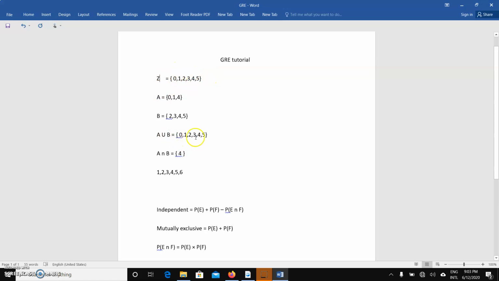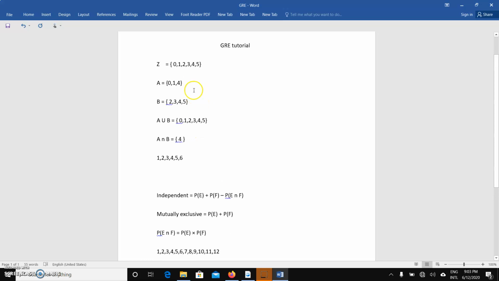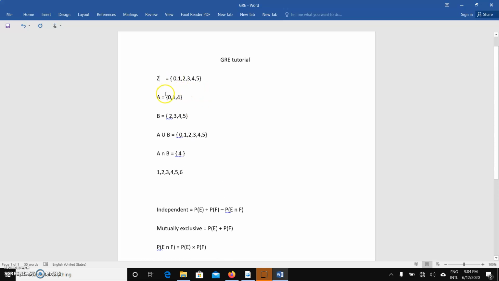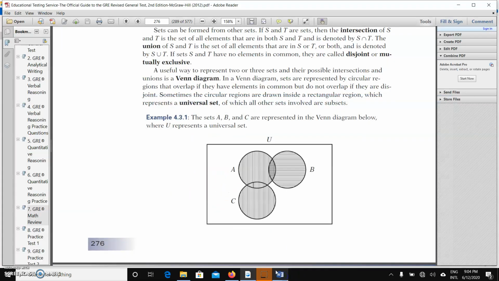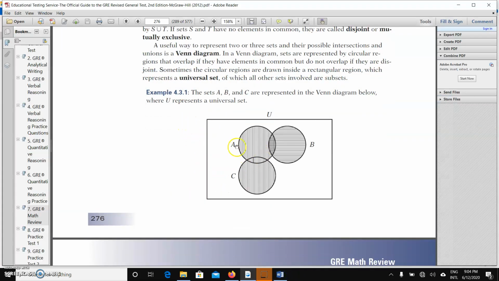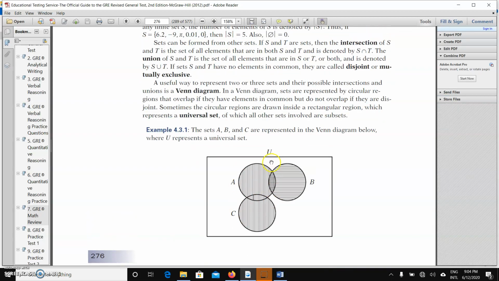So A union B gives you this. Please just understand that. The reason I did that is because I don't want you to get confused. It can be U, it can be Z, it can be any value. Now, let me go back. Now, using a Venn diagram to explain this better.